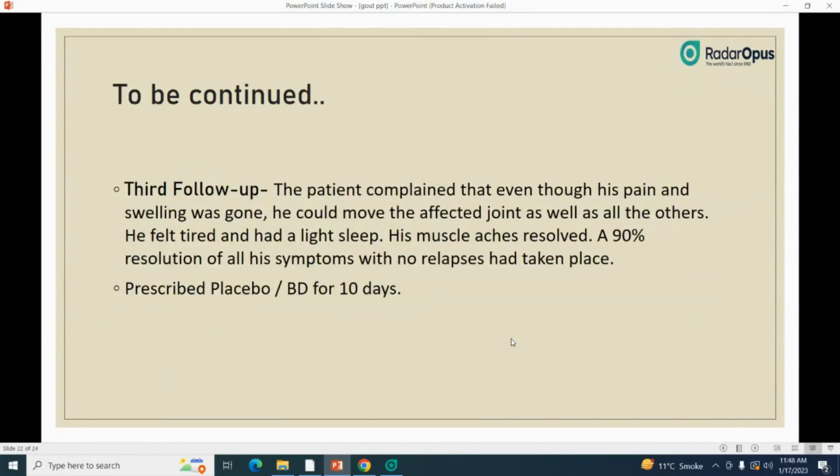In the third follow up, the last follow up, the patient said that his pain and swelling were gone, and he could move the affected joint as well as all the others. He felt tired and had a light sleep. His muscle aches resolved. 90% resolution of all his complaints with no relapse had taken place. So I prescribed placebo BD for 10 days.